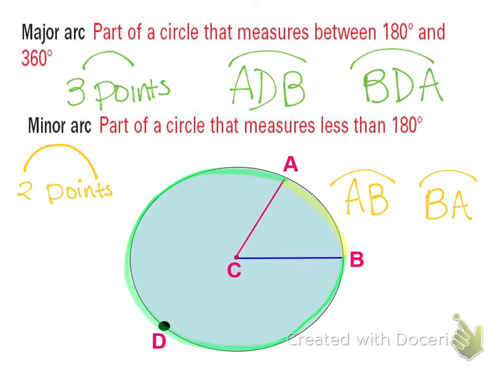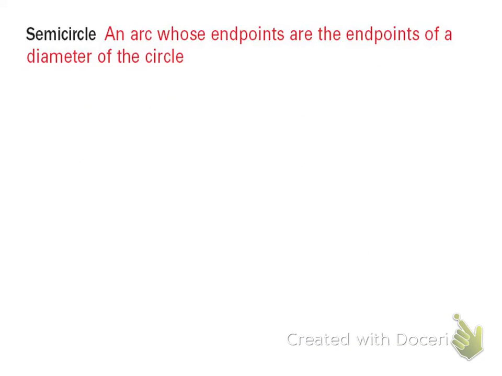If it's got 2 points, it's a minor arc. If it's got 3 written under, it's a major arc or even a semicircle, which we're going to talk about next. So if a major is more than 180 and a minor is less than 180, what do we guess that a semicircle is? It is 180. So I want you to write that a semicircle is 180 degrees and it is formed by the diameter.